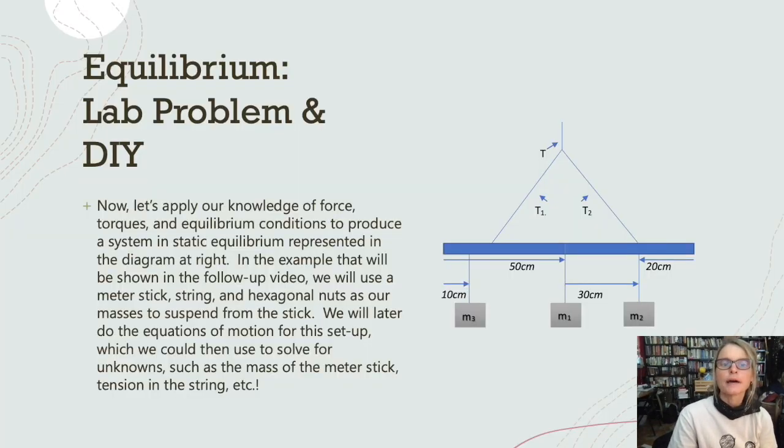Okay, so what we're going to do now is we're going to look at a setup very similar to what we have drawn here. We're going to have a support, a board or a stick in this case, measured out to be 1 meter. And we're going to hang some masses, 3 masses from it. And we're going to suspend it from 2 strings that connect in the center. We're going to hang this up and we're going to create a system in static equilibrium. And we're going to analyze this system, and we can use it to find the mass of the stick or the unknown tension forces acting on the stick. All right, so coming up, we're going to do this do-it-yourself equilibrium problem.